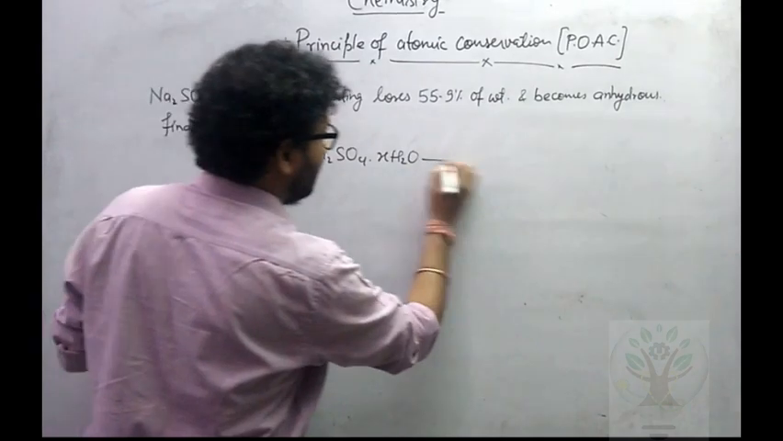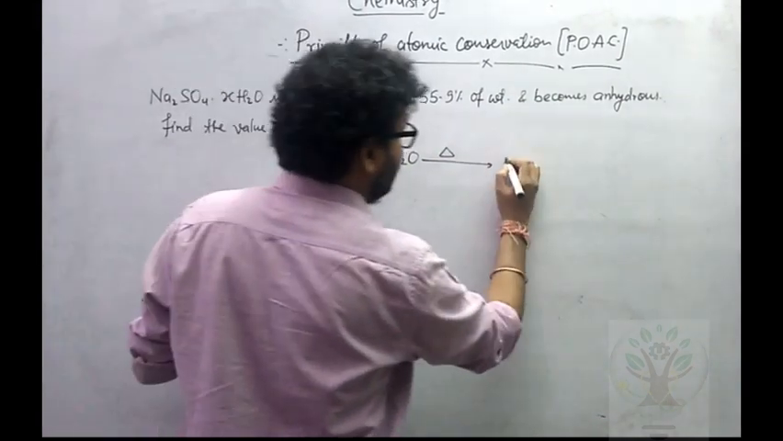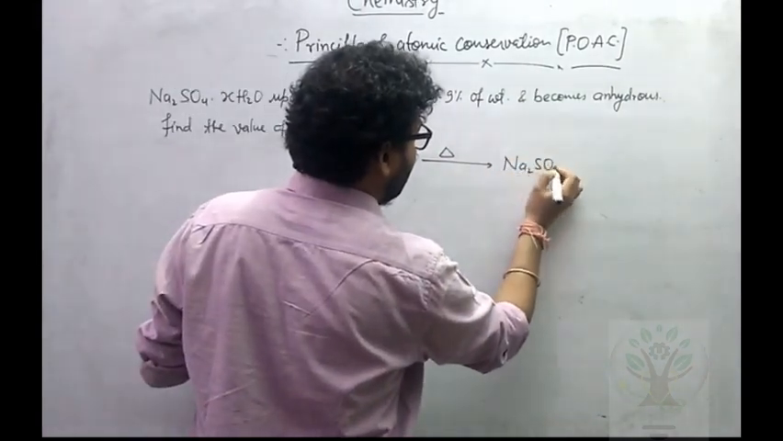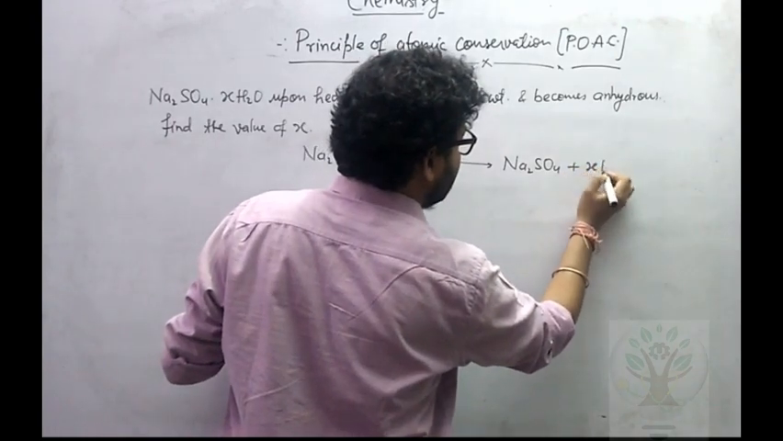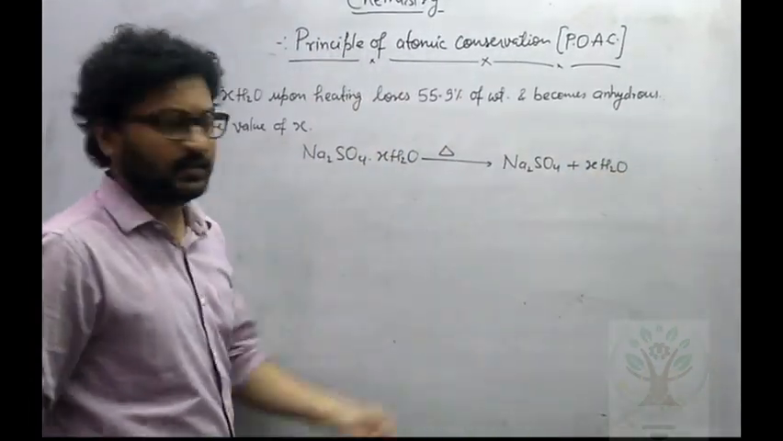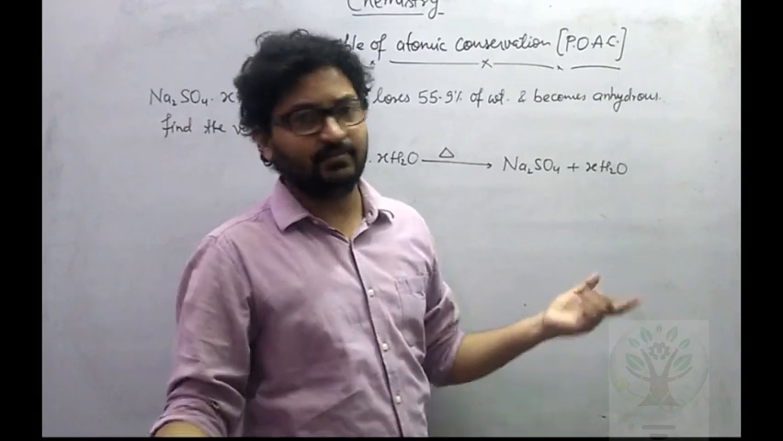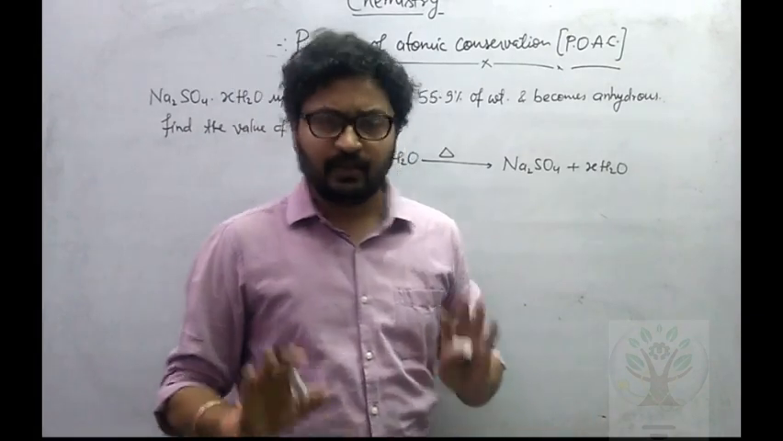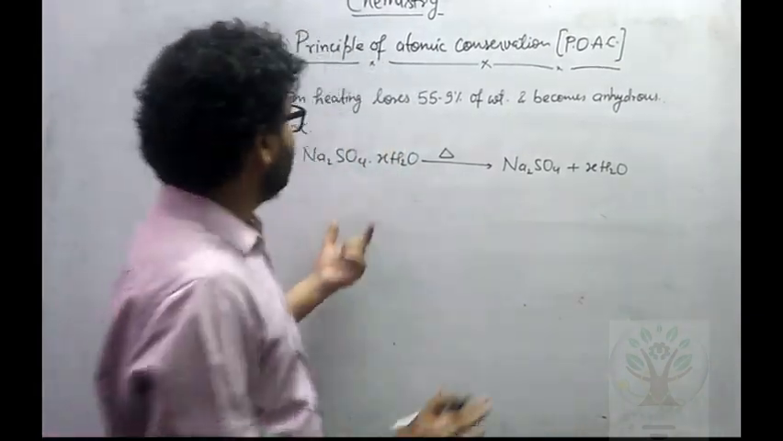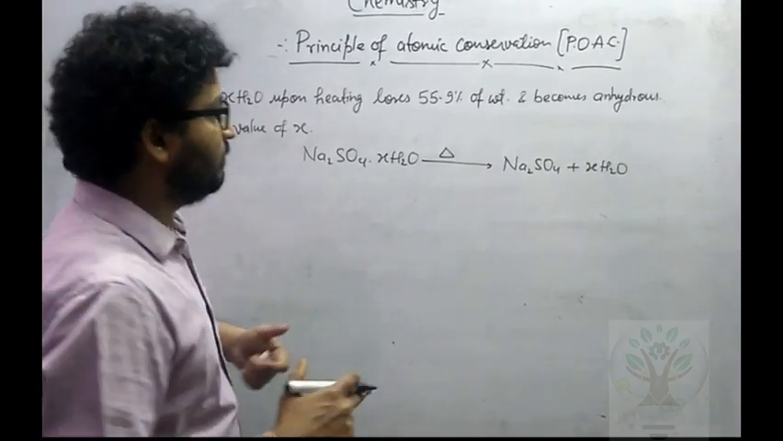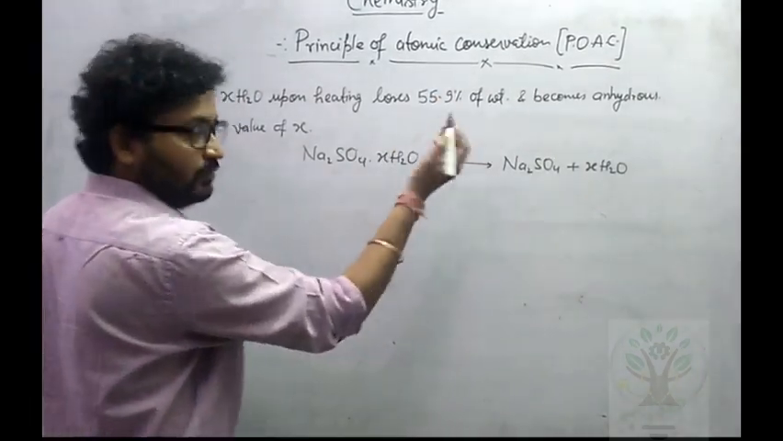Now, in this question, they are saying we have Na2SO4.XH2O, and upon heating, you will get what? Na2SO4 plus XH2O. You're getting this thing, and this is what? Anhydrous, means no water in it. Okay, anhydrous means clear. Good. Now you can solve this question by one thing.